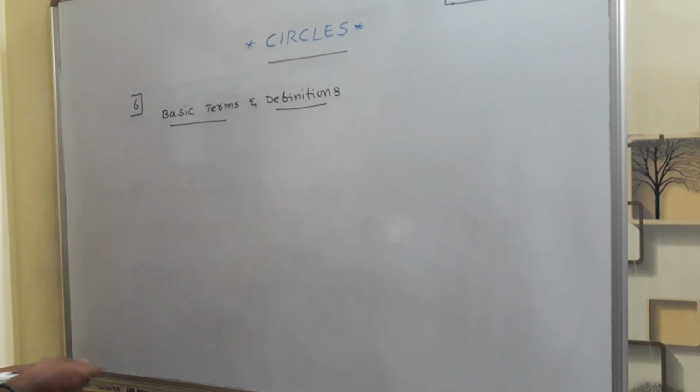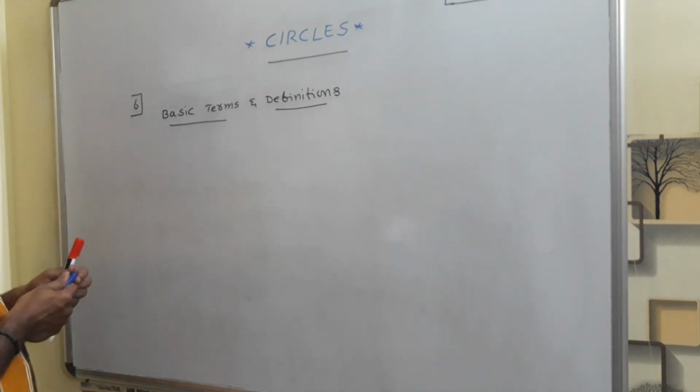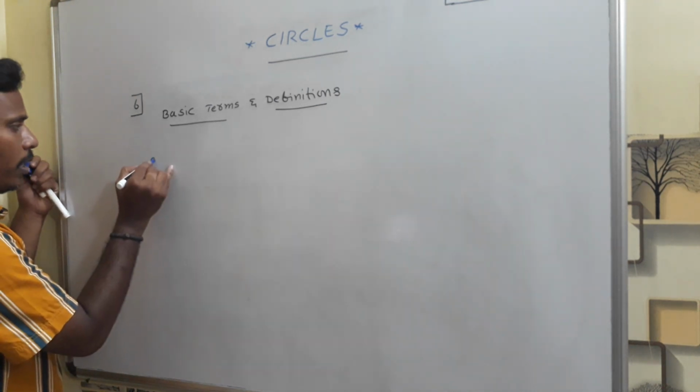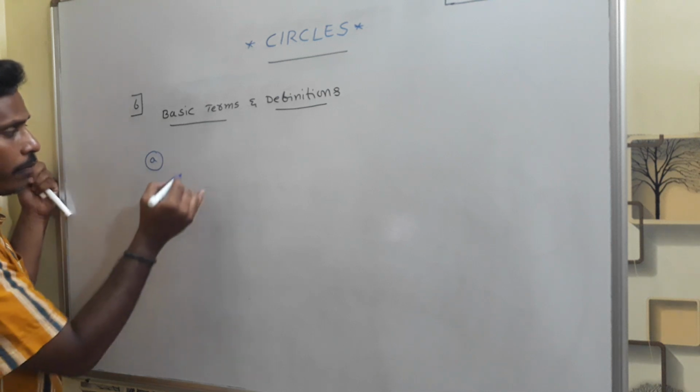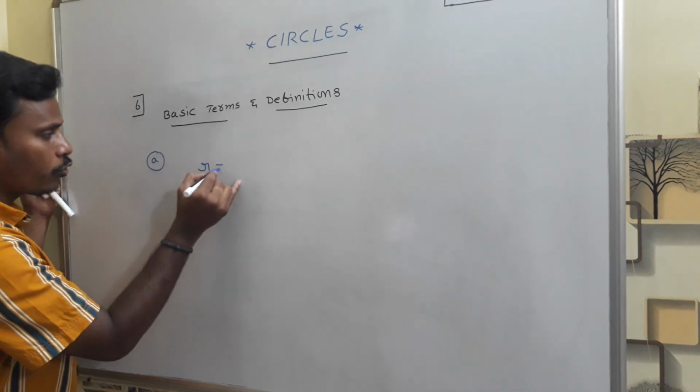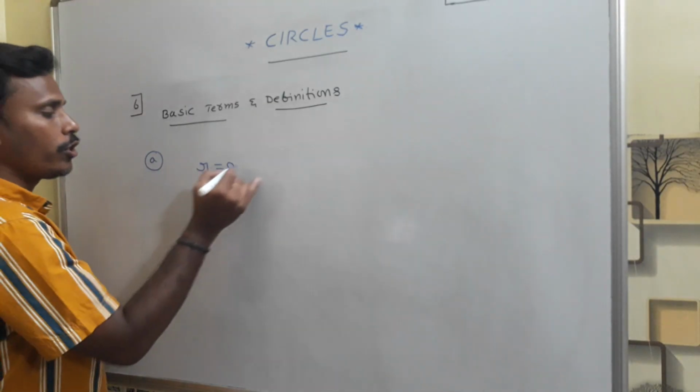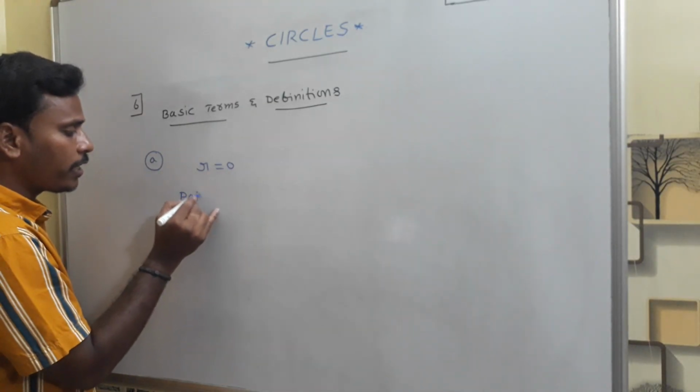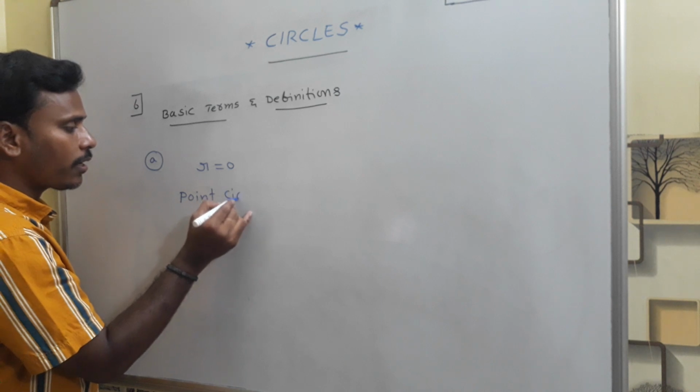So, basic terms and definitions. First thing. In these basic terms and definitions, first thing: if radius is equal to 0 for a circle, that circle is referred to as a point circle.